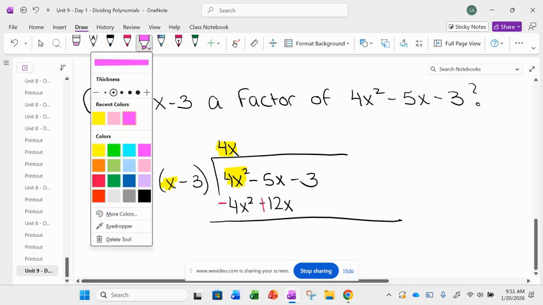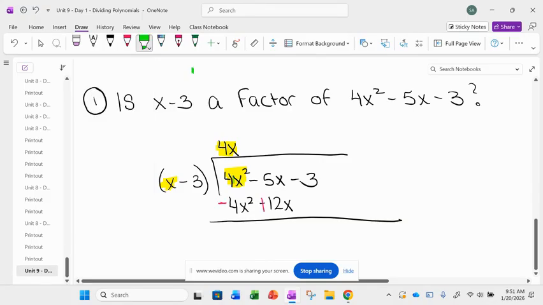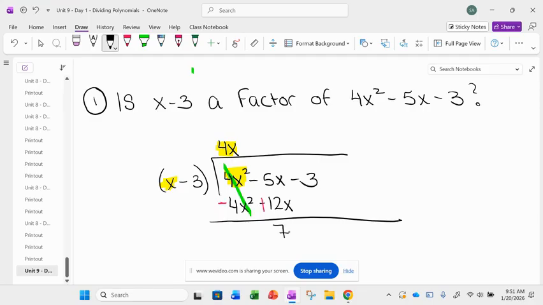Now the first term should absolutely cancel out. If it does not cancel out, that means you did something wrong. So 4x squared minus 4x squared cancels. Negative 5x plus 12x is 7x, and bring down that negative 3. Do you know how we got 4x up top? You distribute that into the divisor. So 4x times x is 4x squared. 4x times negative 3 is a negative 12x. You're welcome.